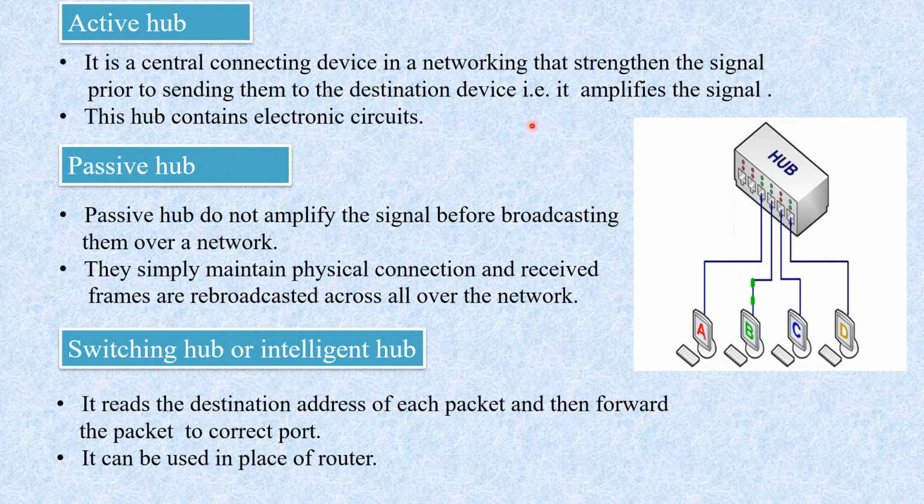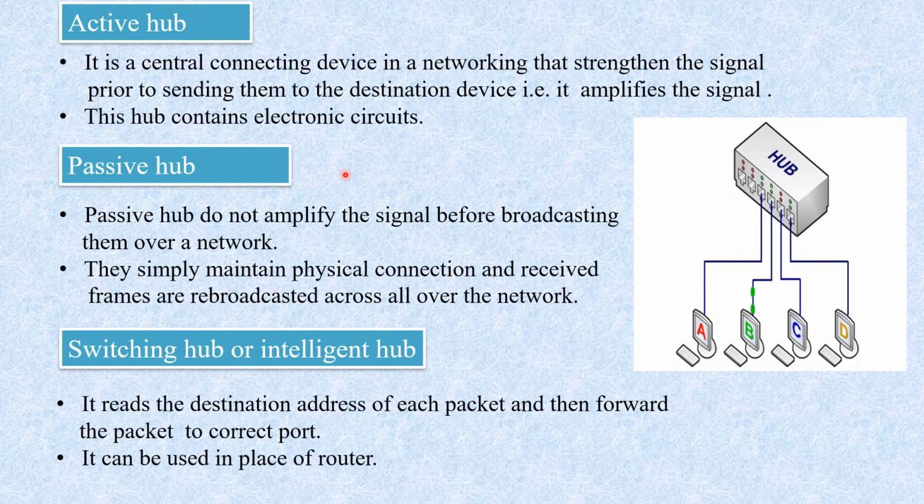So in an active hub, when the signal is received, because of attenuation the signal might get attenuated. So what they do is strengthen the signal, that is, they amplify the signal, and then it is sent to the destination node. So that is nothing but an active hub. In an active hub, first the signal is amplified and then it is sent.